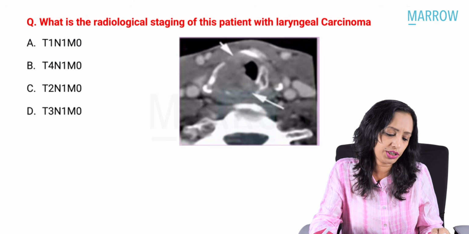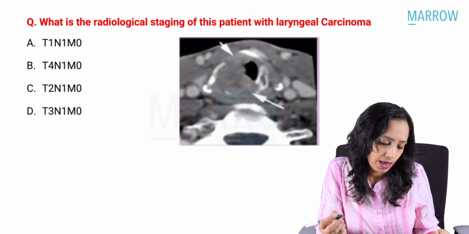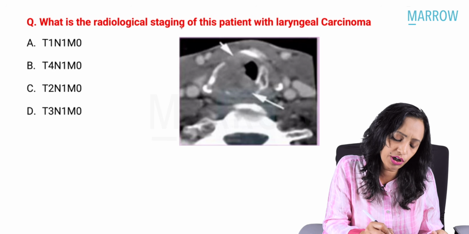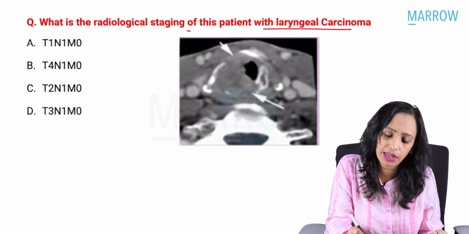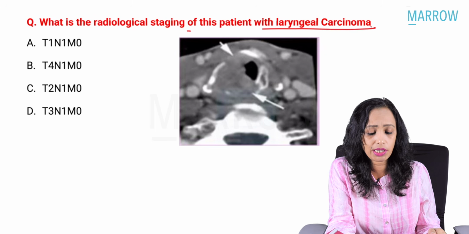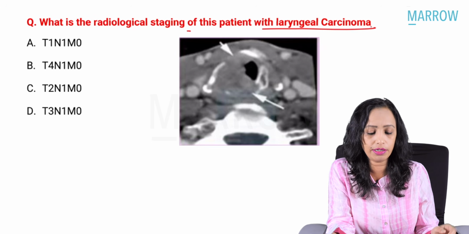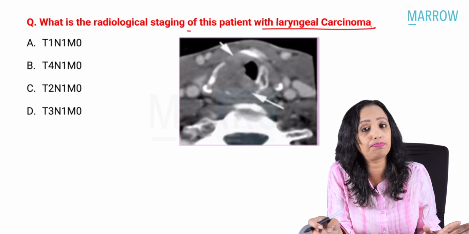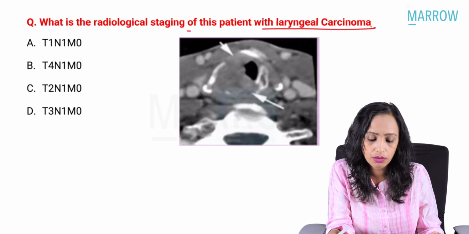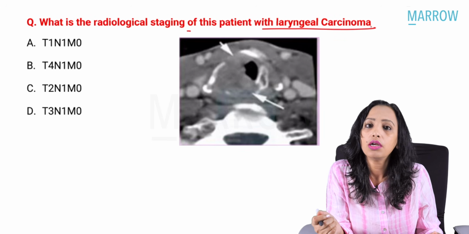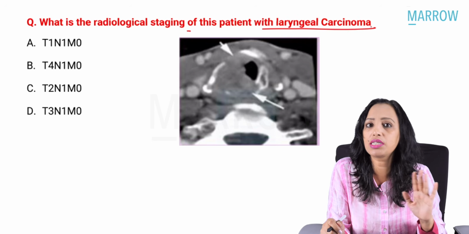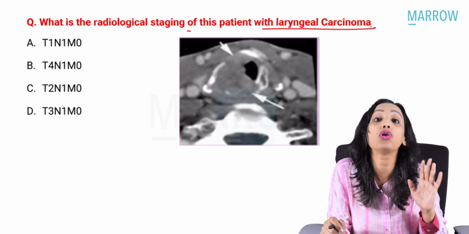So coming to the next question, again a very favorite on laryngeal carcinoma. Here it is: what is the radiological staging of this patient with laryngeal carcinoma? Again, it is just a spot diagnosis. Whenever such questions come and you see the picture, the first thing you do is panic. Oh my God, what is this? I have not seen this earlier. The first thing you should do is don't panic, stay calm, and see what is given in the picture. There will be nothing which you will not be knowing.